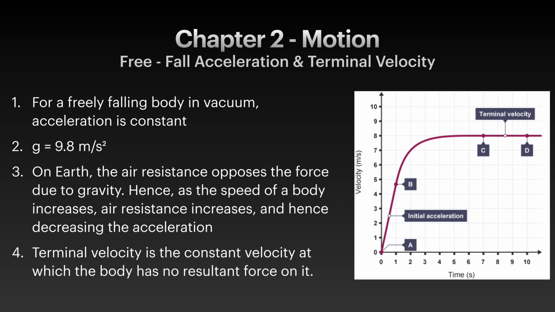Now for free fall. When an object is falling only under the force of gravity, say in a vacuum, it accelerates at 9.8 meters per second squared. But in real life, air resistance slows things down. Eventually, it balances the weight, and the object stops accelerating. That's called the terminal velocity, when the object falls at a constant speed because the forces are balanced.